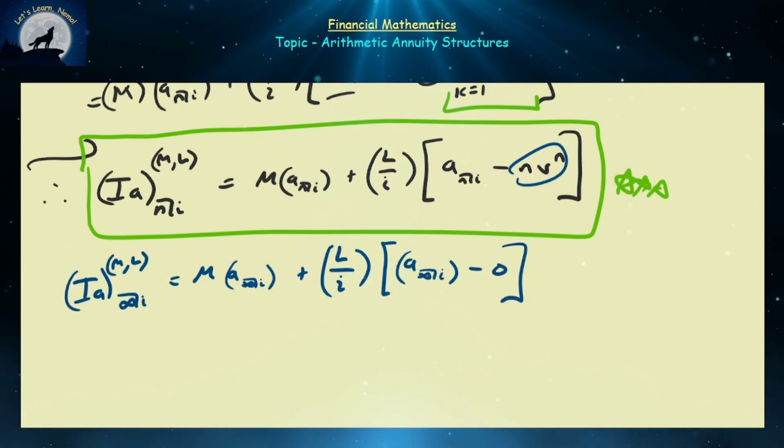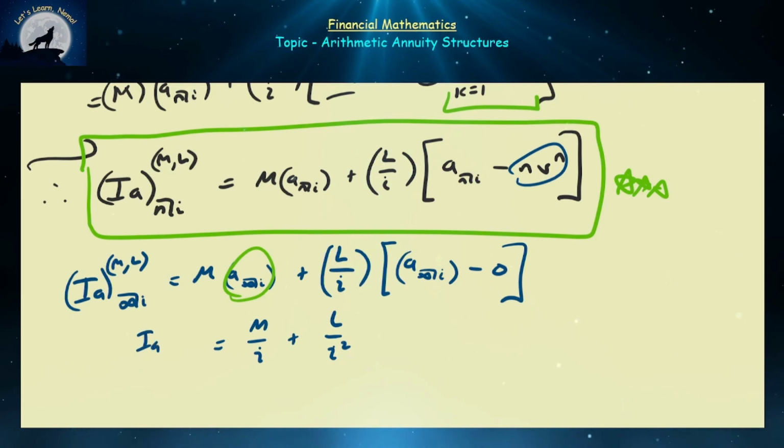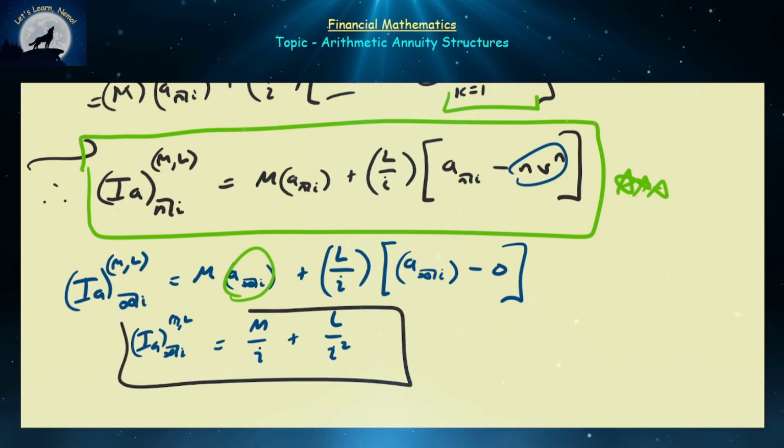And then we can just use the formula that the present value of a perpetuity immediate is just 1 over I. So this is actually just going to be equal to M over I plus L over I squared. Right? So it's (IA) infinity at I with M and L. Right? So that is our present value of an arithmetically increasing perpetuity immediate.